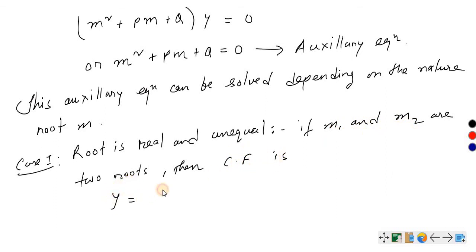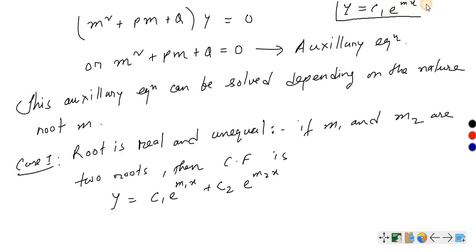y is equal to c1 e to the power m1x plus c2 e to the power m2x. Let me make one more thing clear here. Always remember, for a second order differential equation, the solution of the complementary function is given as y is equal to some constant c1 e to the power mx. Okay, so this is the solution of a complementary function.